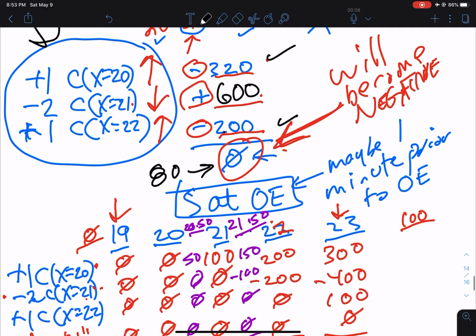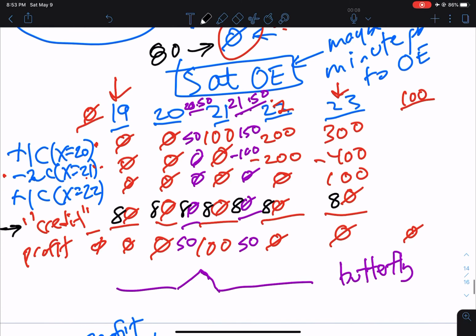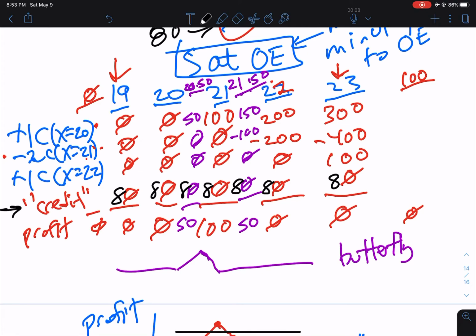What that does for us is it changes this row right here. Now we go here and all of our credits become 80. And therefore every value down here in profit changes upward by $80. So now our profit is 80, 80, 130, 180, 130, 80, and 80.